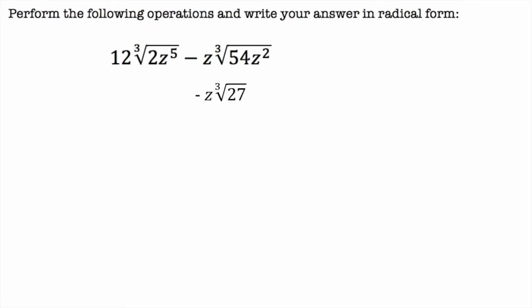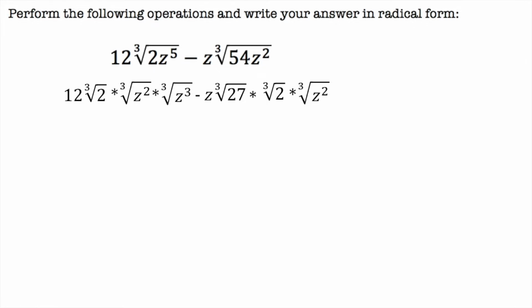So first thing you're going to do is break this 54 apart. So we have 27 and we have 2. So the cube root of 27 times the cube root of 2. And then the cube root of z squared, because that's the part to the right of the 54. Then we're going to break down this left-hand side. So we have 12 cube root of 2 and the cube root of z squared times the cube root of z to the third. So this is where you're breaking it apart.